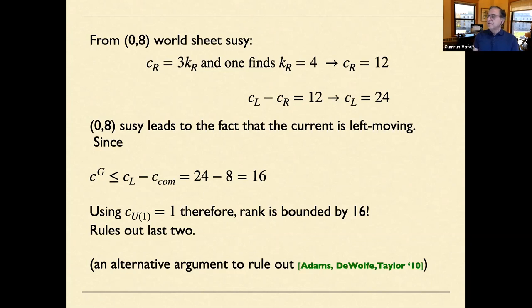As we know, the central charge of both E8 cross E8 and SO32 at level 1, which is the one realized in heterotic string, satisfies that the central charge of the current algebra is exactly equal to 16. There's also an alternative argument to rule out these last two examples. So this basically is a verification, at least in this context, of the string lamppost principle, that what seems to be consistent is part of the string landscape.